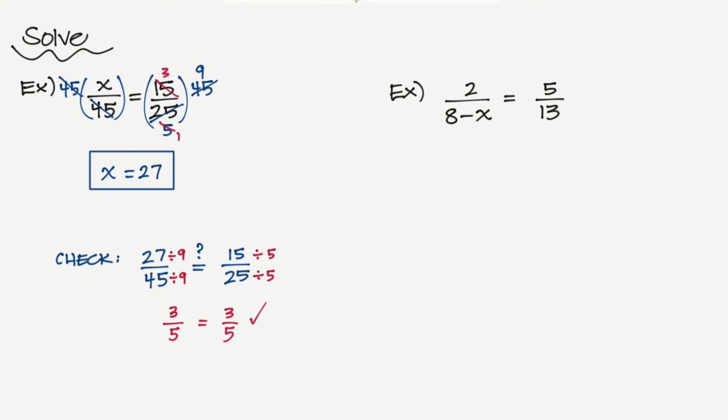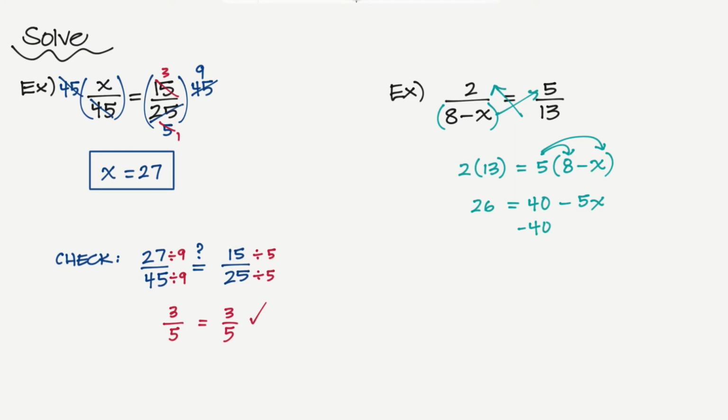Let's move on. In my next example, the variable is on the bottom, so I need to use cross multiplication. And I'm also going to make sure that I group together that 8 minus x. So it's 2 times 13 is equal to 5 times the whole quantity of 8 minus x. 2 times 13 is 26, and then I can use the distributive property. 5 times 8 is 40 minus 5x. And now I can solve my equation.